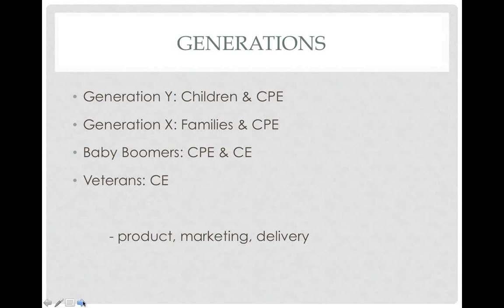Generation X is where we've got a lot of our family programming happening as well as continuing professional education. Our baby boomers are shifting, and Generation X is 1965 to 1979. Baby boomers, 1944 to 1964, are shifting out of continuing professional ed and are primarily in community ed. And then veterans, people who were born before 1943, are primarily in community education.